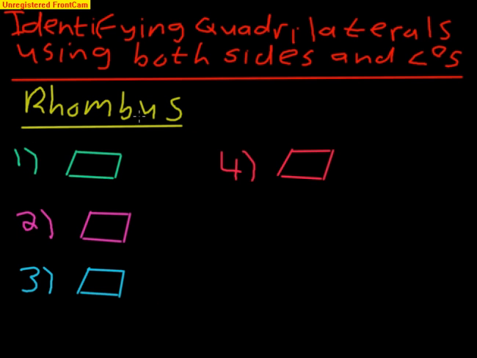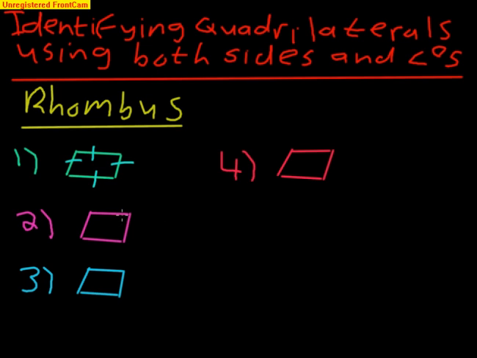There are four ways in which we can classify a quadrilateral as a rhombus. The first way is if all four of the sides are equal. So if each of the four sides have the same length, it is enough information to classify it as a rhombus.